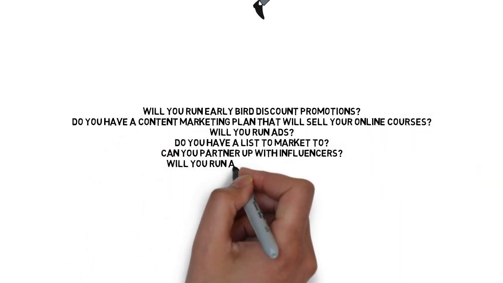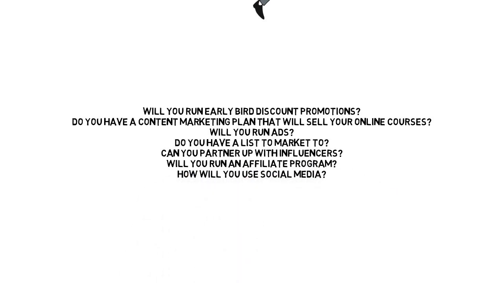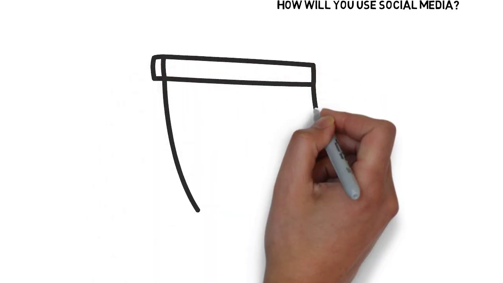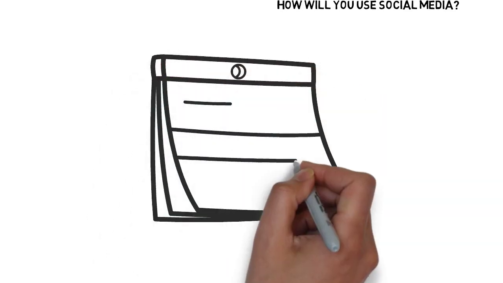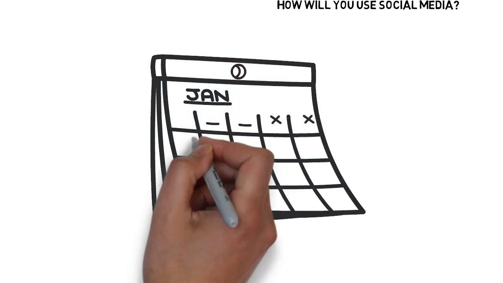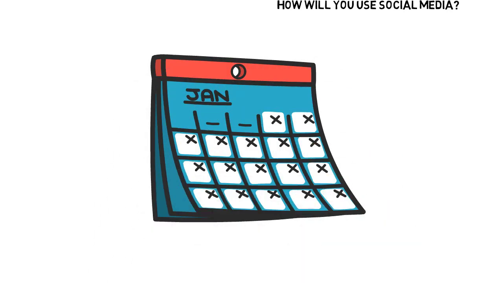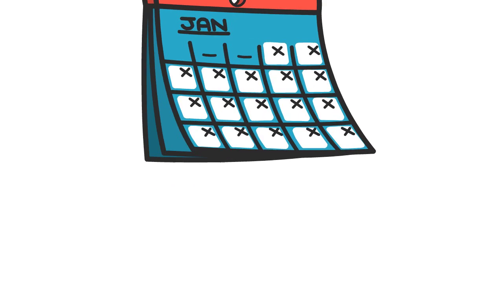So, will you run early bird discount promotions? Do you have a content marketing plan that will sell your product courses? Will you run ads? Do you have a list to market to? Can you partner with any other influencers? Will you run an affiliate marketing program? And how will you use social media? The list could be endless, but above is just a few ideas on how you could start promoting your business. Make sure you have at least an 18-month marketing plan for your online course, and remember that the second you stop marketing is the second you stop selling.